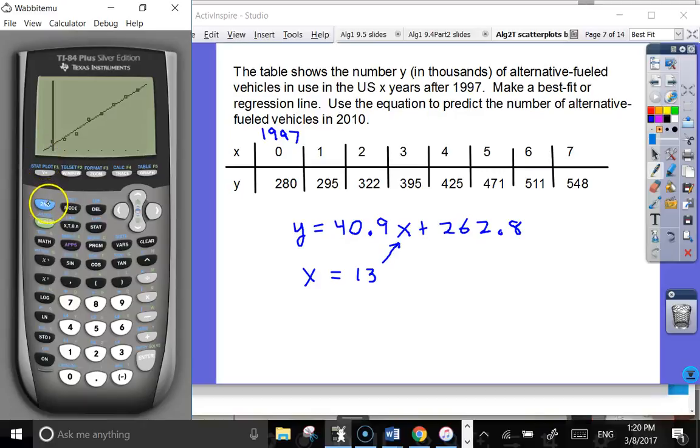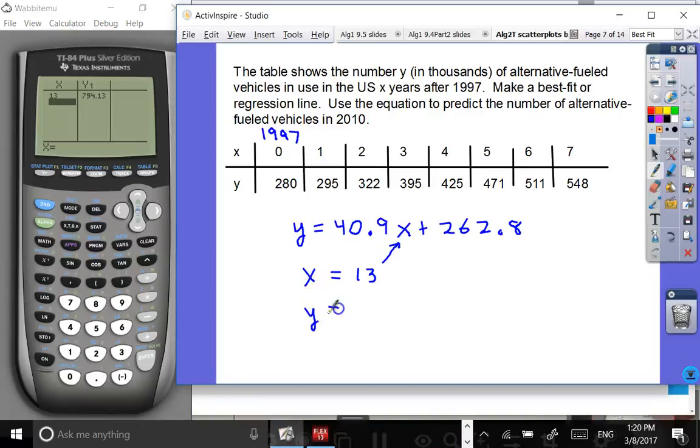I think I've already set my table to ask. So I'm just going to go to second graph for the table, and I'll put in 13, and it looks like 794.1. Say, you don't have to do that with the calculator. You could just write it down and then plug it in. Everybody doing okay with calculator steps? Not too hard? Okay.